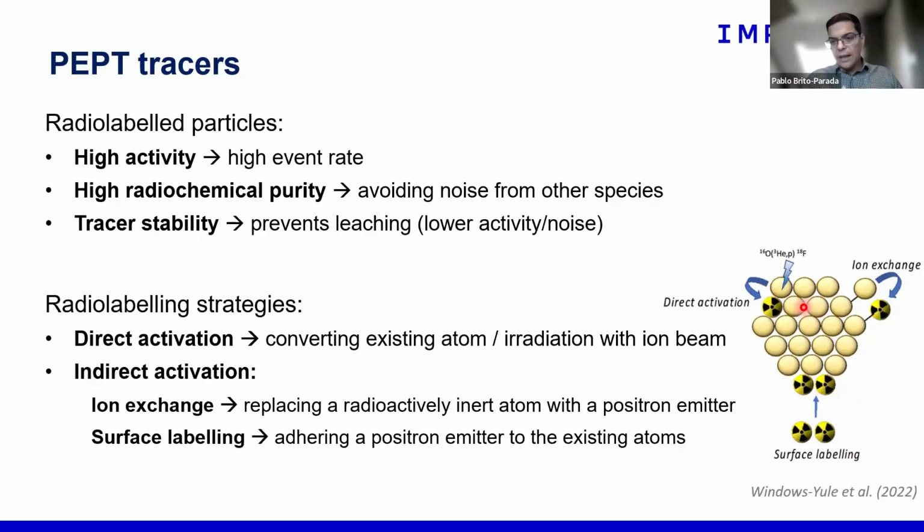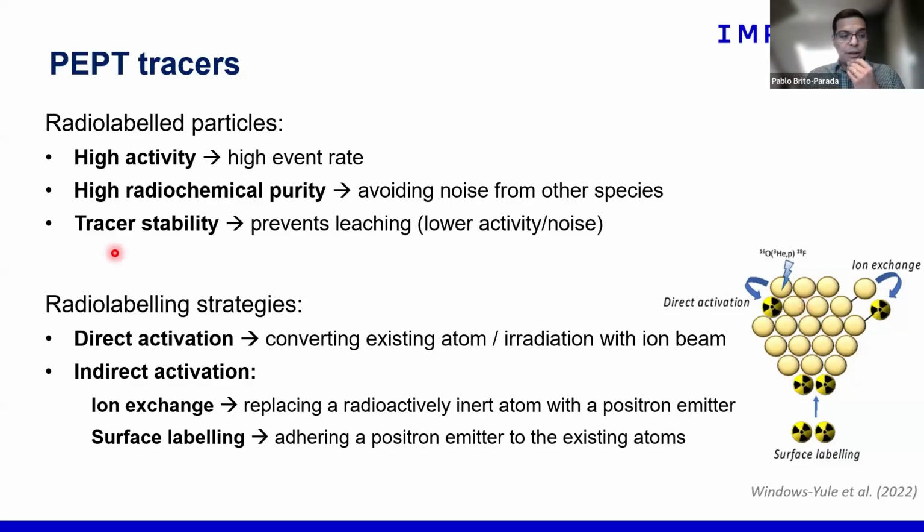Now, in terms of the tracers, I already mentioned that we need particles that are radiolabelled. But what do we want from these particles? On one hand, we want them to have high activity. High activity means that there will be a high event rate, and therefore we'll have better temporal resolution as well, and spatial resolution for the identification of particles. We want high radiochemical purity. Other species present might add noise, and that noise might lead to inaccurate lines of response in the data that we analyze. So it's very important to have radiochemical purity.